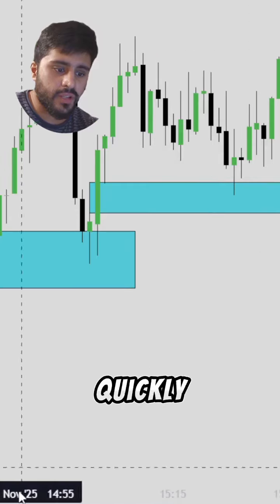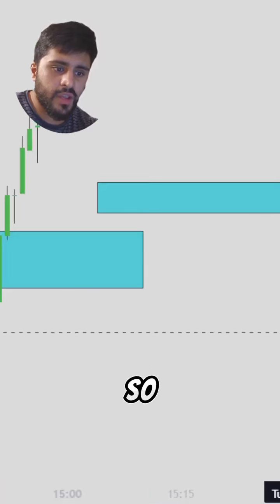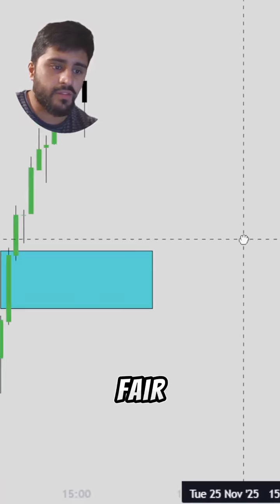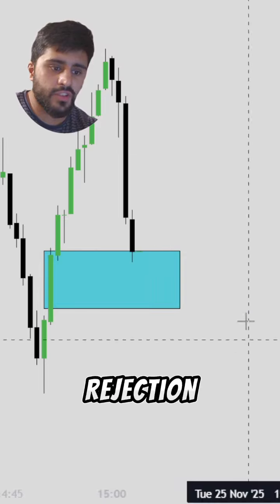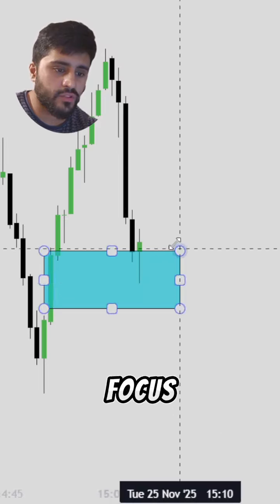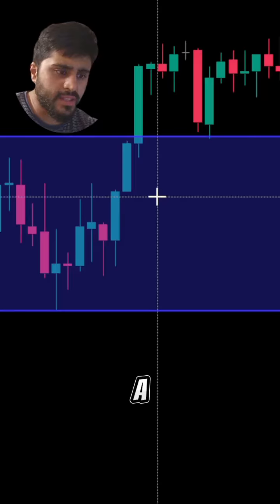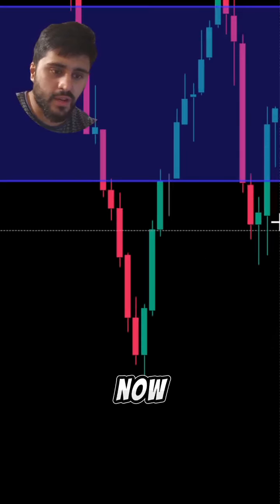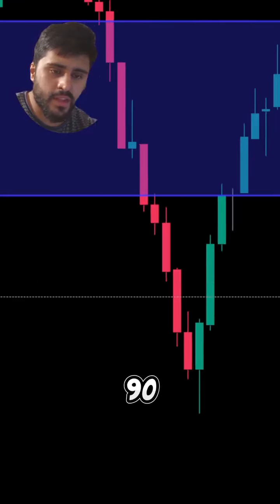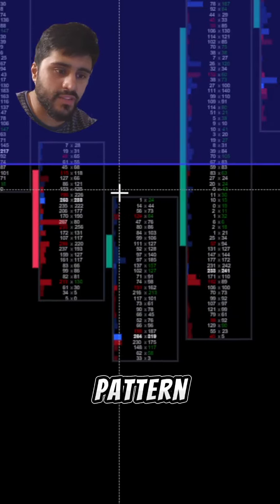So let's quickly go back and see what was going on, right? So when you come into a fair value gap of any kind, when you see a rejection to the upside, you want to focus on what was going on over here, right? So this was 67.90. So we go to the ATAS platform and kind of take this up. This was now again 66.90, sorry. So if we go to 66.90, what we can see is a 3-bar pattern where we see a red candle, lots of aggressive sellers, a green candle.